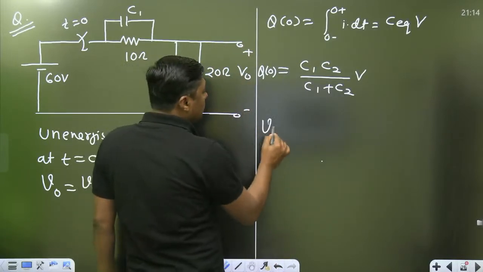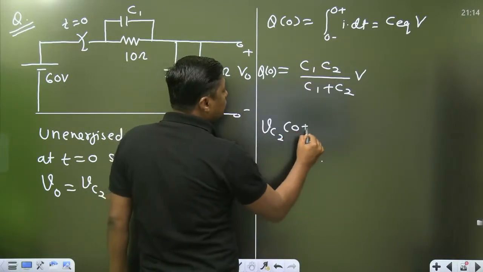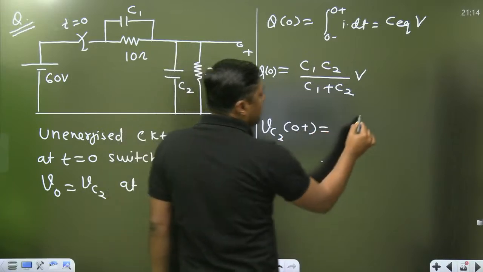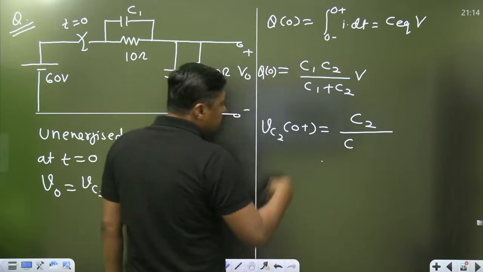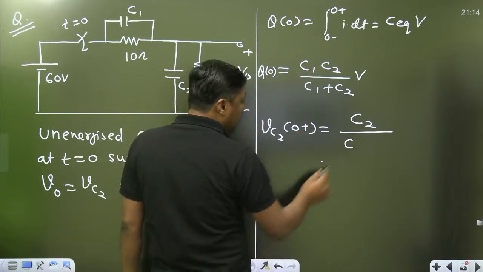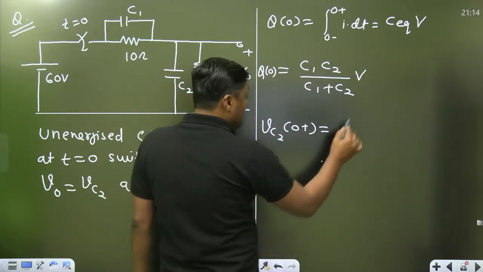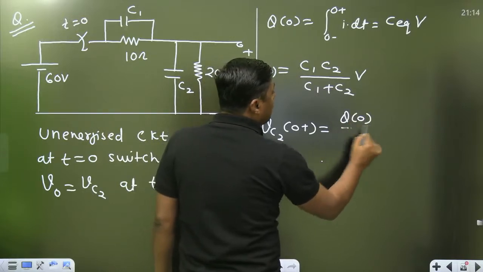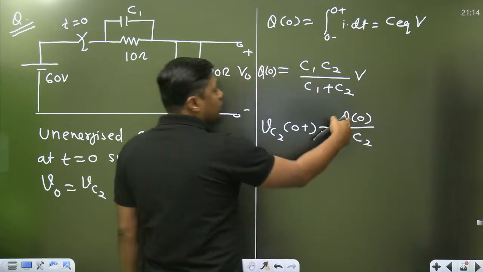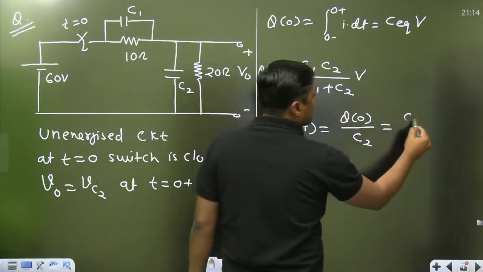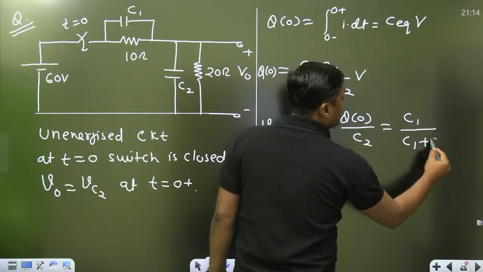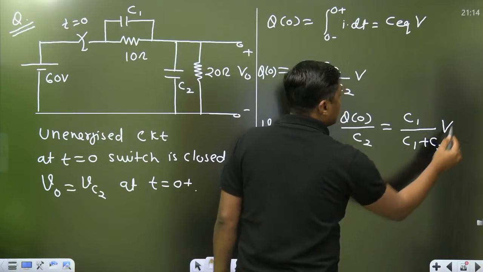The initial voltage across C2 is given by the voltage division rule. I am just giving you the formula: Q0 divided by what? C2. So C2 cancels. What is the answer? C1 divided by C1 plus C2, into what? V. That is the answer.